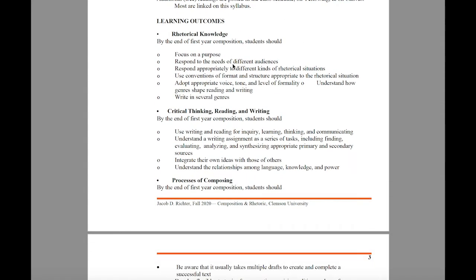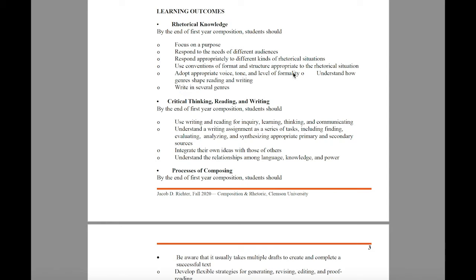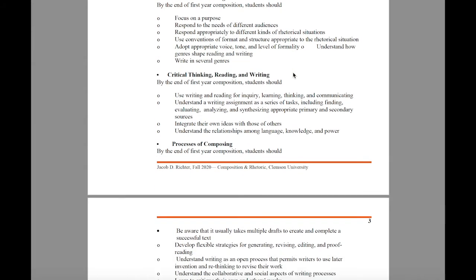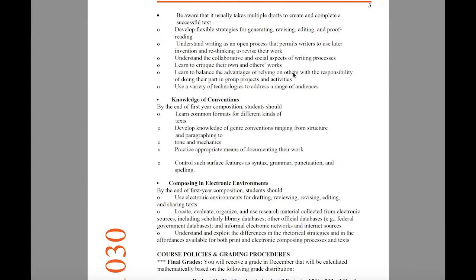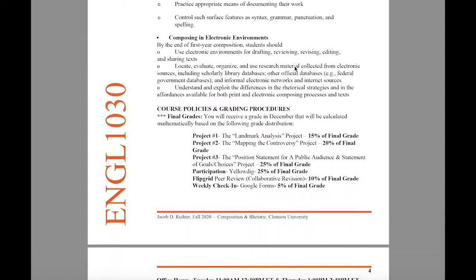As far as the learning outcomes for the course, I'm not going to go through bullet by bullet, but they entail rhetorical knowledge. You can read the rest of those. After rhetorical knowledge, we have critical thinking, critical reading, and critical writing. We then have processes of composing, followed by knowledge of conventions, and finally, composing in electronic environments.